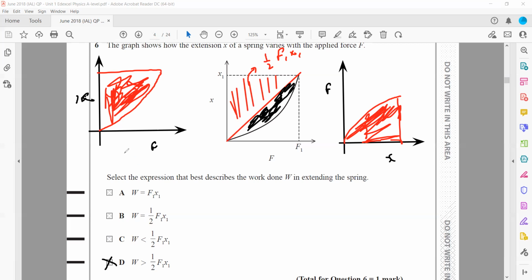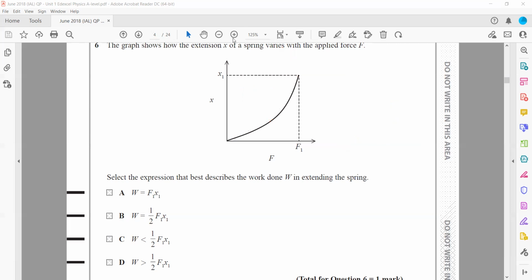If it was a straight line, then it would be half F1 into x1. And if it was the other way around, and this will be the area, so now this area will be less than the triangle. So it will be less than half F1 into x1.